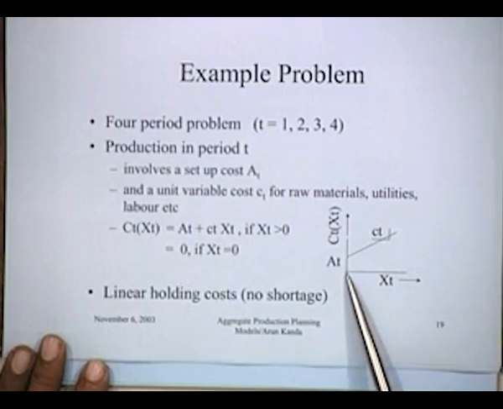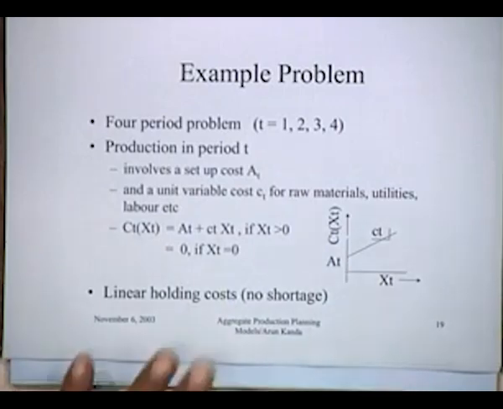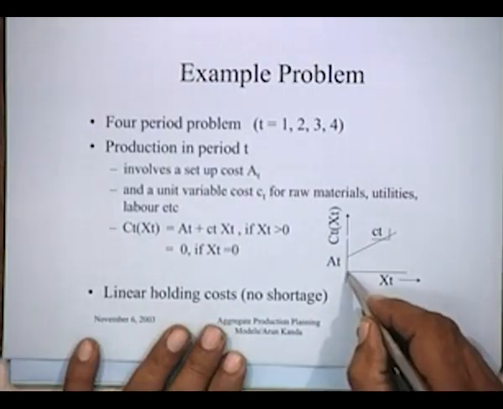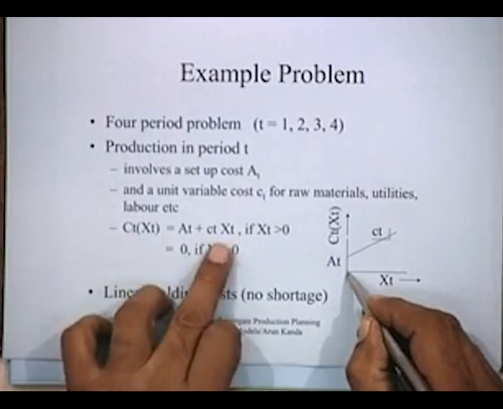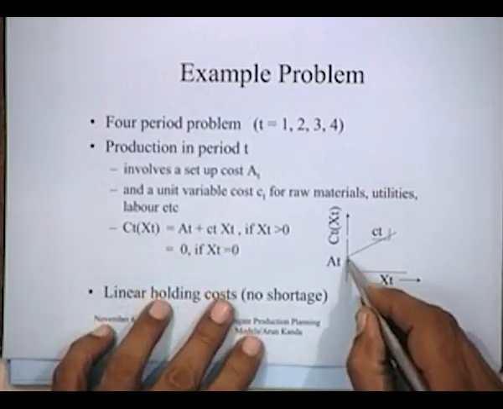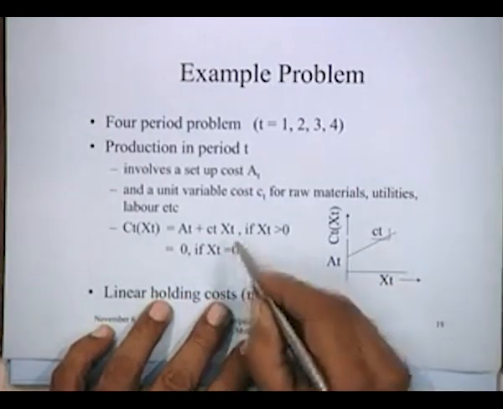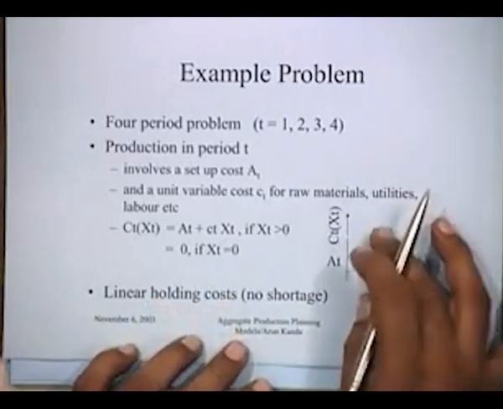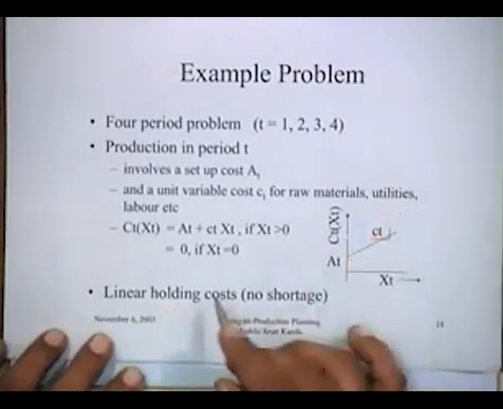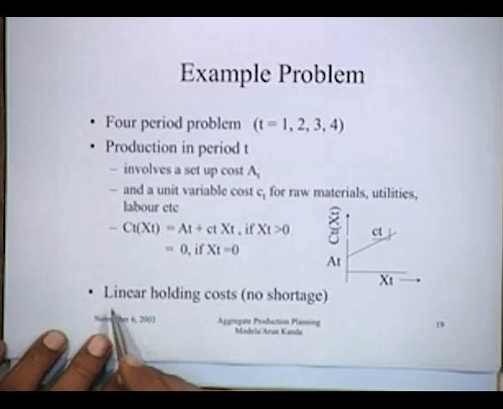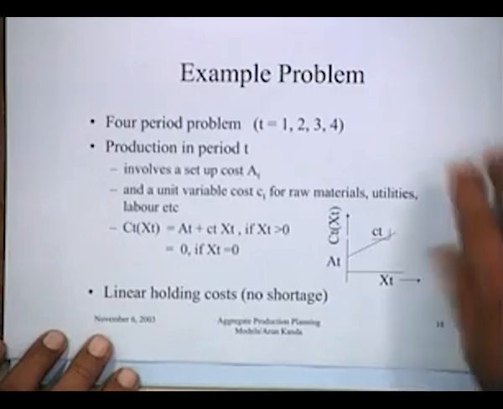This makes the cost function discontinuous. So what we have is 0 here if you are not producing anything, but if you are producing a certain quantity, then it suddenly jumps here and you have AT plus CTXT. So this is a setup situation, right? And we assume that, let's say, the linear holding costs are there, and we are assuming to begin with that there are no shortages.